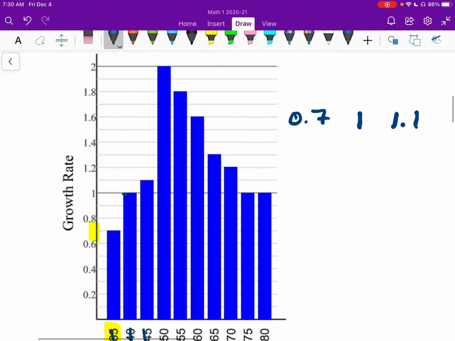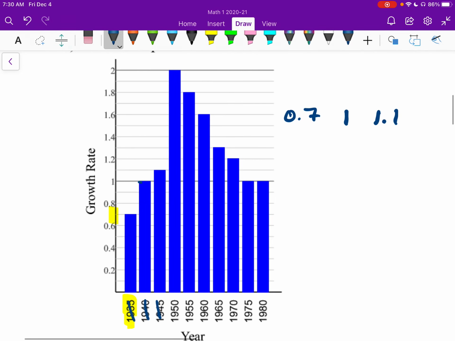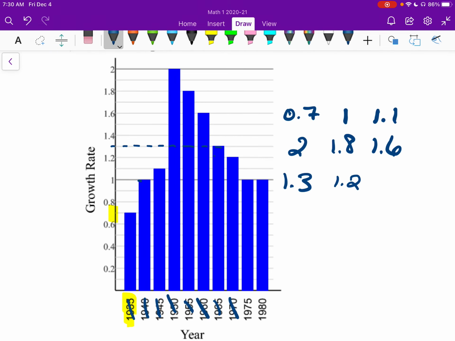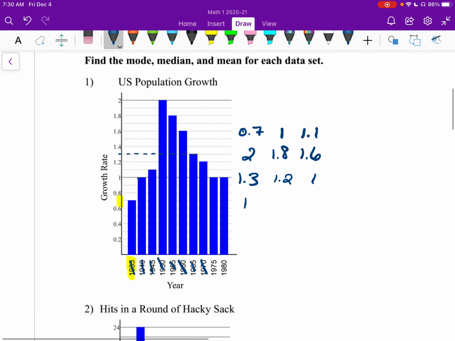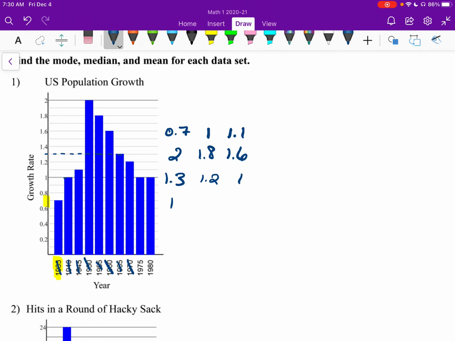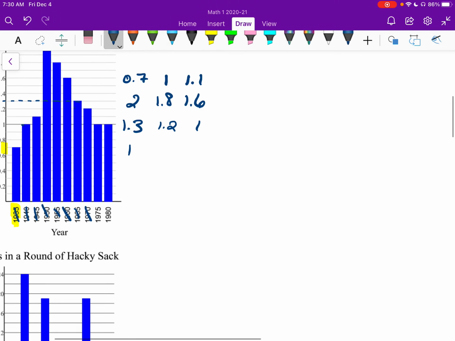50 was all the way up to 2. 55 was down to 1.8. 60 was up to 1.6. 65, 1.3, right? Because we're right there. 70 was down to 1.2. 75 was at 1. And 1980 was at 1. So there's our data. We have exhausted the bar graph. That's all done. Now we just need to find our mean, median, and mode.